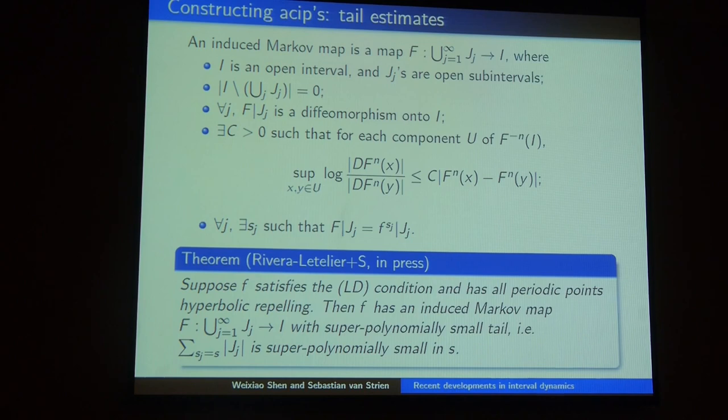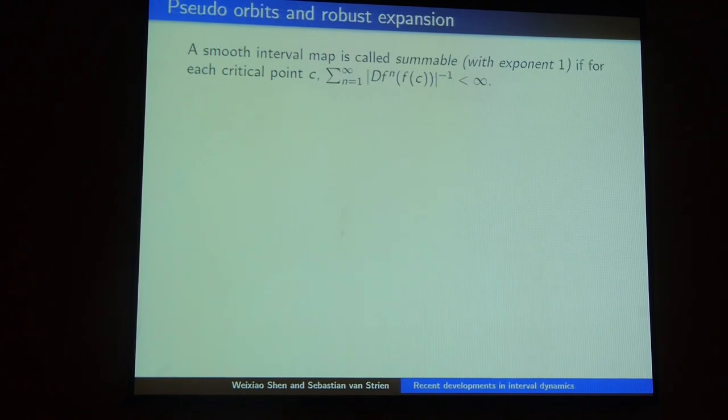So far, we discussed the expanding property of a map with LD. Now let's perturb it and see what happens. But to do that, it turns out I need a slightly stronger condition. Let's say a smooth interval map is summable with exponent 1. That means for every critical point, the critical value's derivative, if you take its reciprocal, is summable. So it's stronger than just the derivative going to infinity.